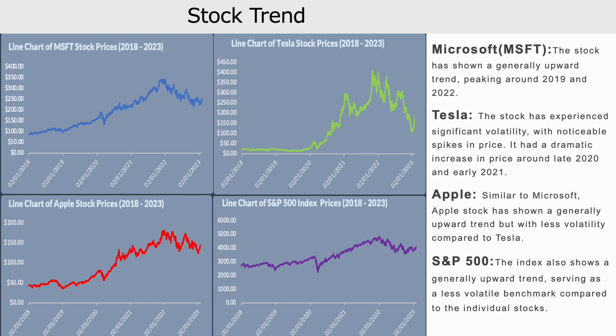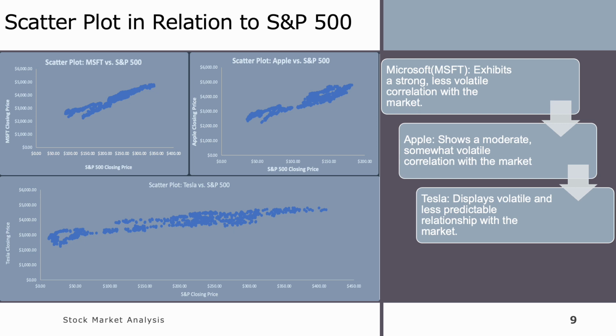The index S&P 500 has shown a generally upward trend, serving as a less volatile benchmark compared to the individual stocks. I used scatter plots to show the relationship between each stock and the market. Here, Microsoft exhibits a strong, less volatile correlation with the market. From the visualization in my scatter plot, Apple shows a moderate, somewhat volatile correlation with the market, whereas Tesla displays a volatile and less predictable relationship with the market.